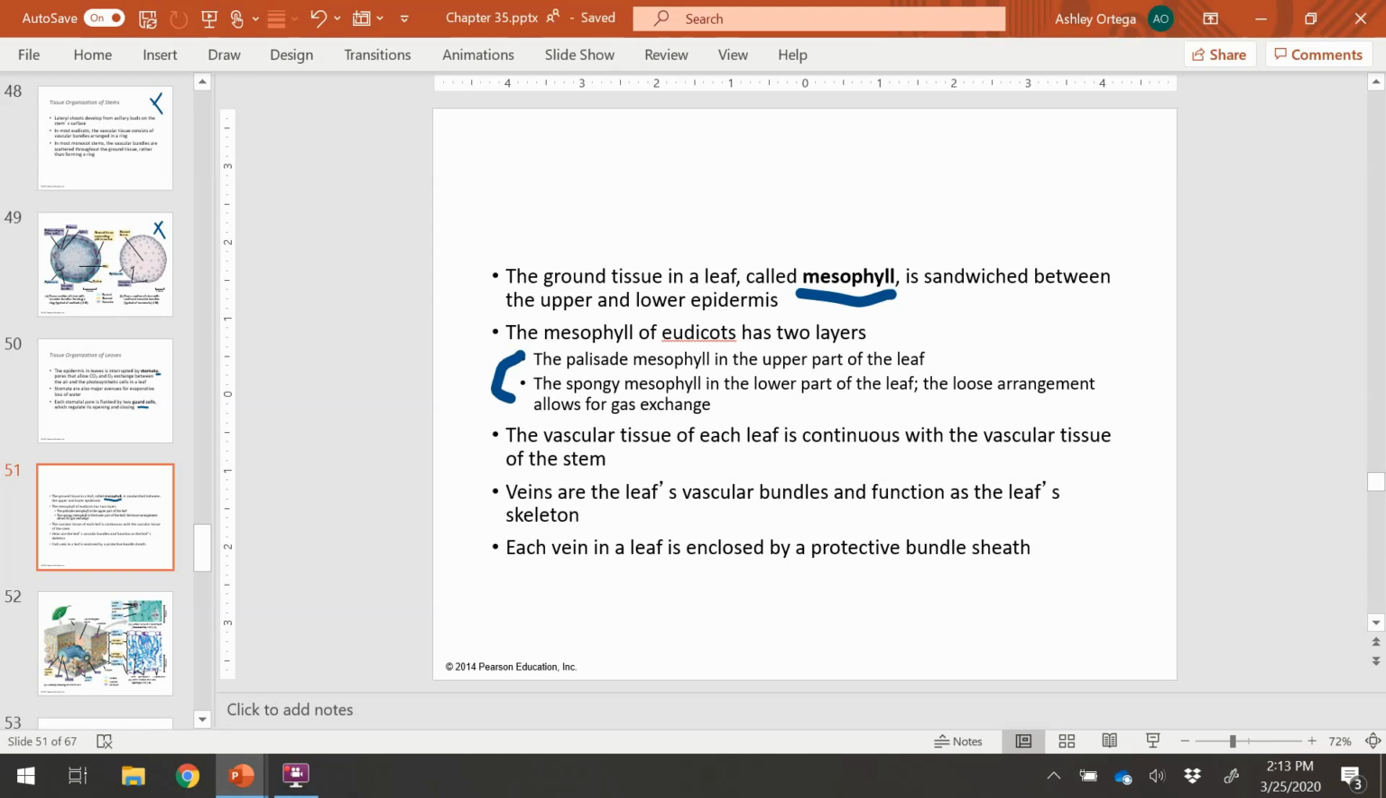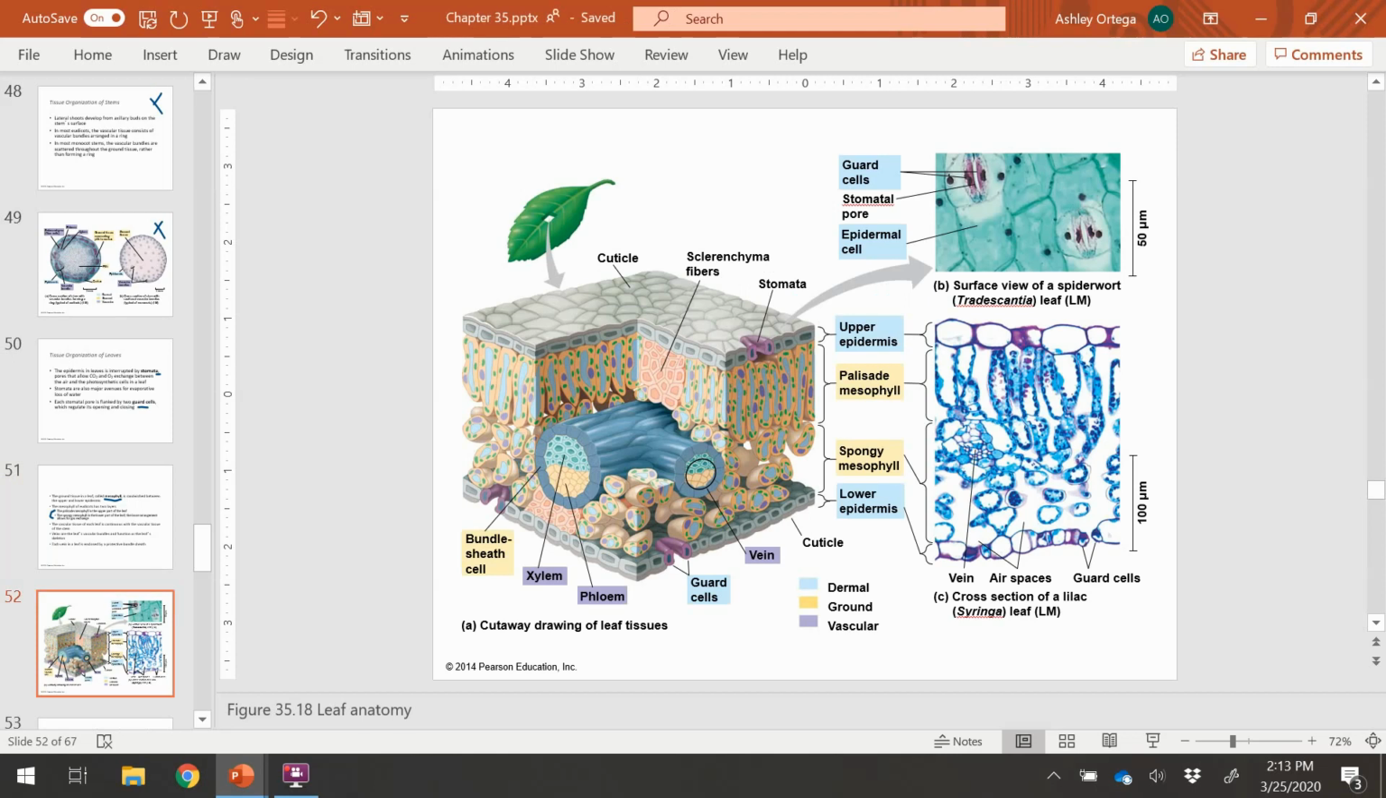The palisade mesophyll is usually the upper part, more closely packed together, whereas the spongy mesophyll is a loose arrangement that allows for not only gas exchange but for water vapor to line the spongy mesophyll. And so that should be shown here. The palisade mesophyll is up here. It's the tight network of cells, and then the spongy mesophyll down here is loosely arranged. So the spongy is all of this here, and then the palisade is all of that here.